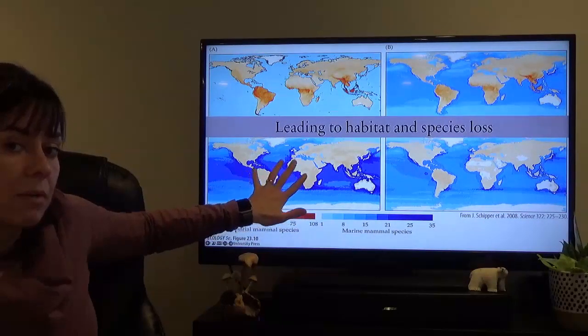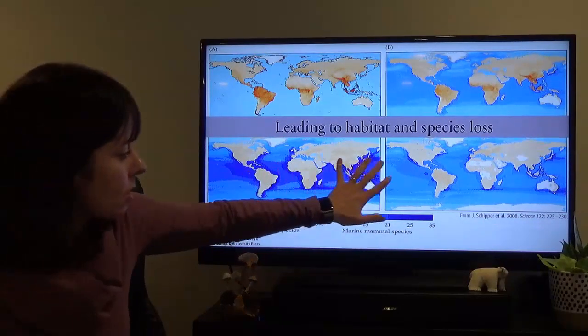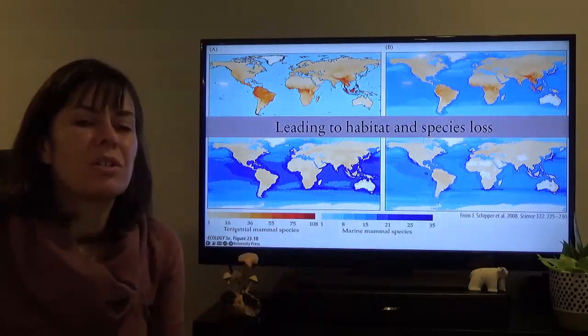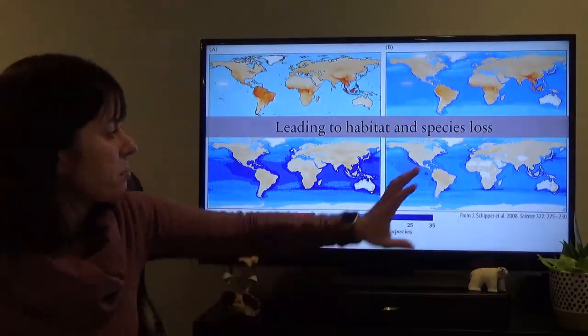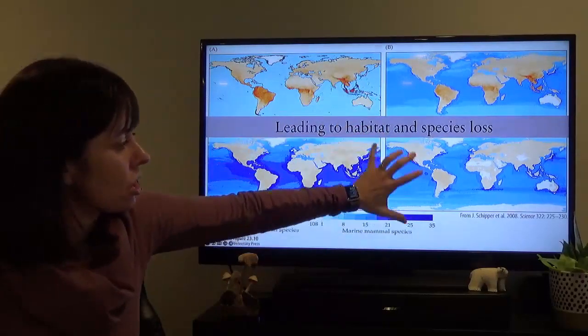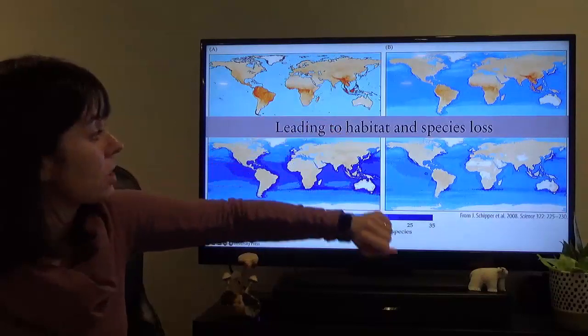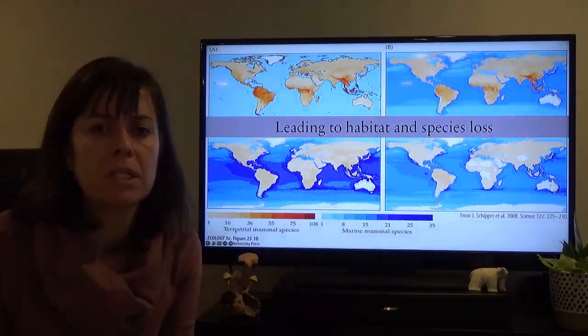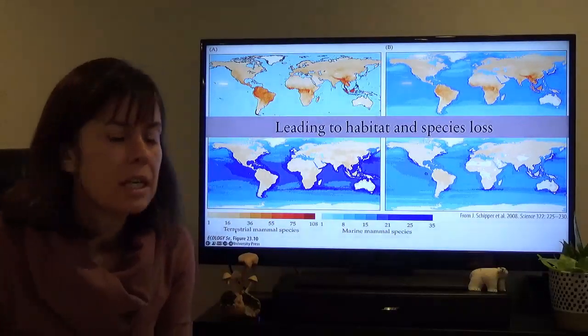In the marine environment, we can see that it tends to be issues related to accidental mortality, so things like bycatch, and through pollution. We can think of water pollution as kind of an equivalent to land cover change for these marine species, because it's altering their physical environment, altering their habitat quality.